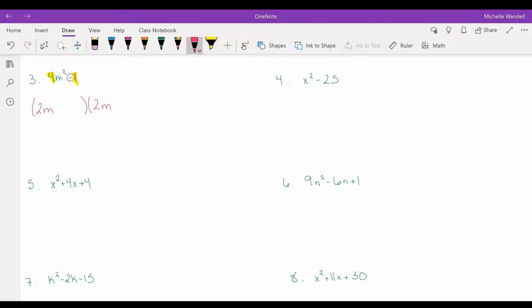And then 1, well, that's just 1 times 1. So I know those are going to be my constant terms. And then I have a minus, because the difference of squares, that means I have a plus and a minus in each of my factors.